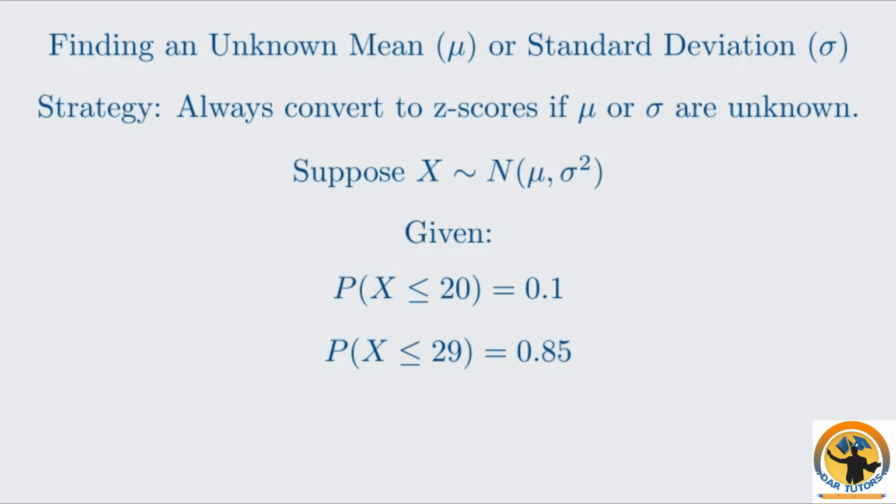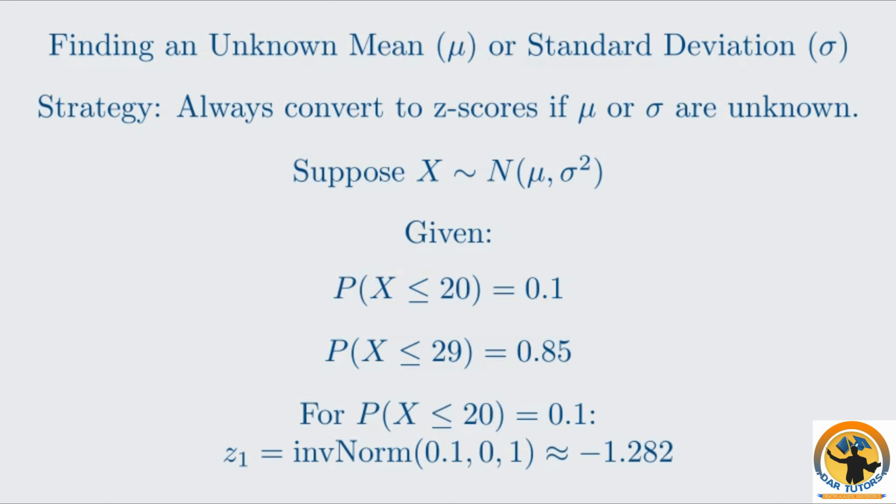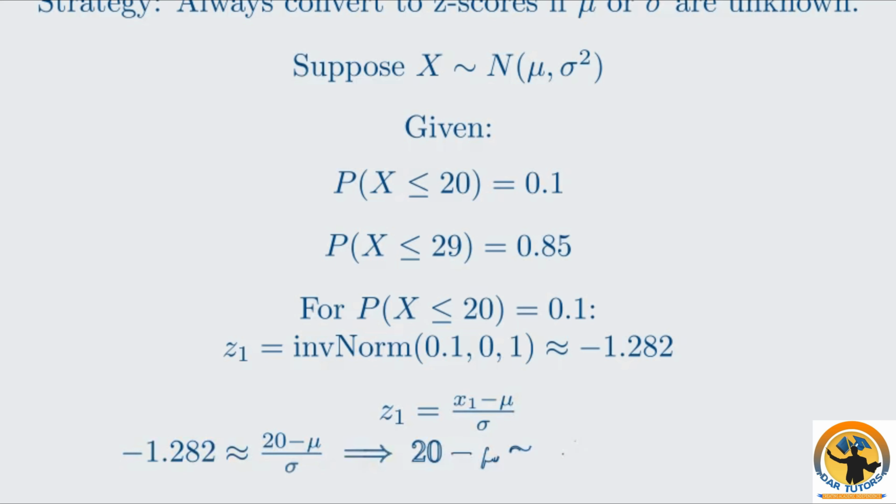Let's convert these statements into equations involving z-scores. First, for the 10th percentile, we find the z-score. Using inverse normal on our calculator with an area of 0.1, a mean of 0, and standard deviation of 1, we get a z-score of approximately -1.282. Using our z-score formula, we get the equation -1.282 = (20 - mu)/sigma. Rearranging this gives our first equation, 20 - mu = -1.282 sigma.